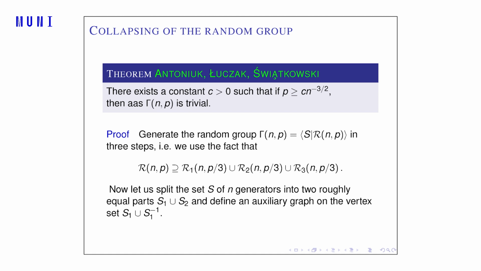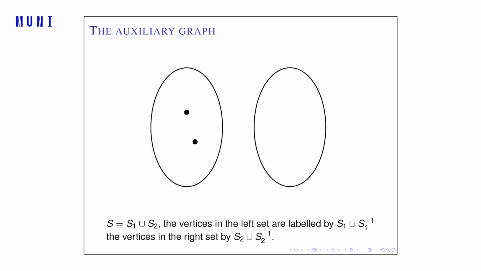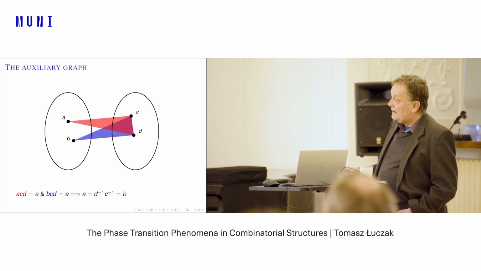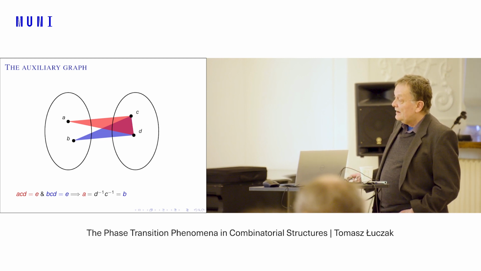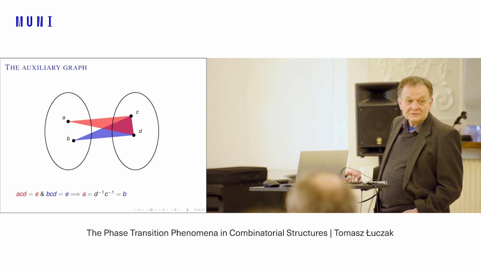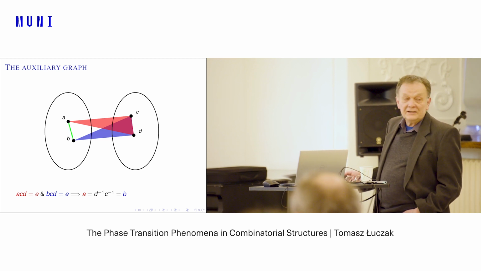First we split the set of these n generators into two roughly equal sets, n over 2 generators and n over 2 generators as well. We define an auxiliary graph on the vertex set of the generators and inverses of the generators. Here are generators from the first group and their inverses, and here are the generators of the other group. Now I define the auxiliary graph. If I have two vertices, A and B, and these two relations, ACD and BCD, it means that A is equal to B. So if I have these two triangles, it means that A is equal to B, and I just put an edge between them.